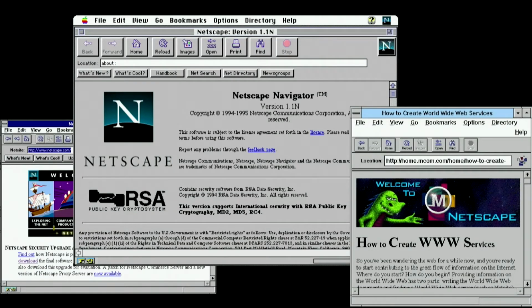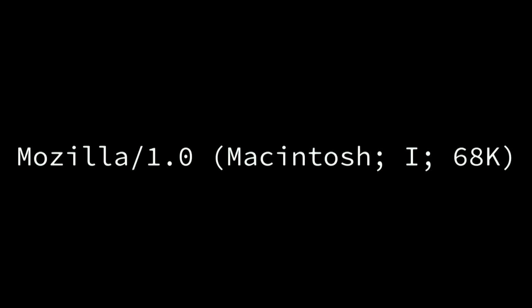So remember the drawing with the arrow sending your request? So obviously you have to send what URL you're requesting, but you also send along with that what browser you're using, or what user agent you're using. And it sends a string like this. This was the string that Netscape 1 sent, Mozilla 1.0.